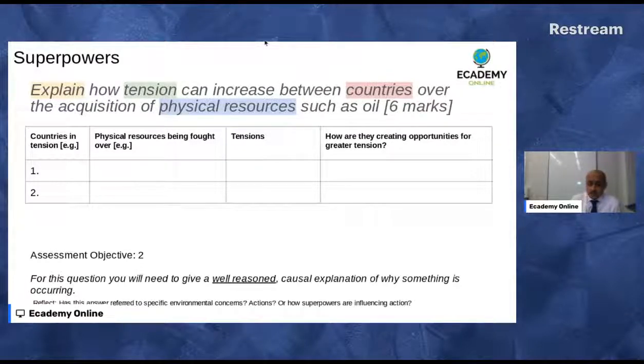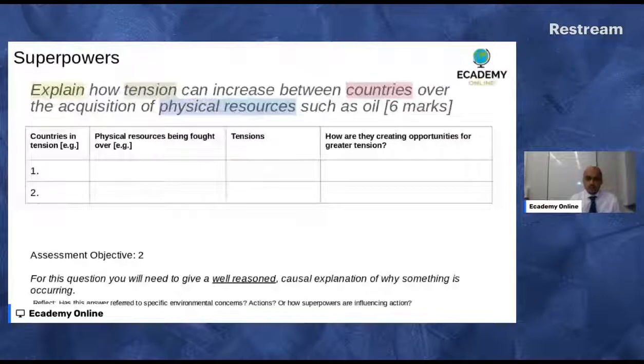Now, remember, these tensions could be economic. They could be political. They could even be environmental, depending on which example or examples you choose to talk about. Yes, physical resources include water as well. Yeah, wood, definitely. Land disputes would have to be specific. You'd need to say specifically what resource exists there in terms of land. It could be for agriculture, for example, potentially.